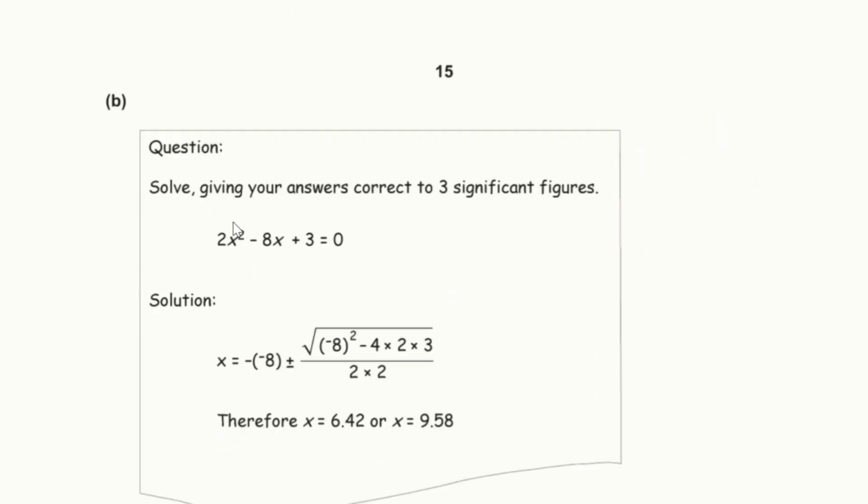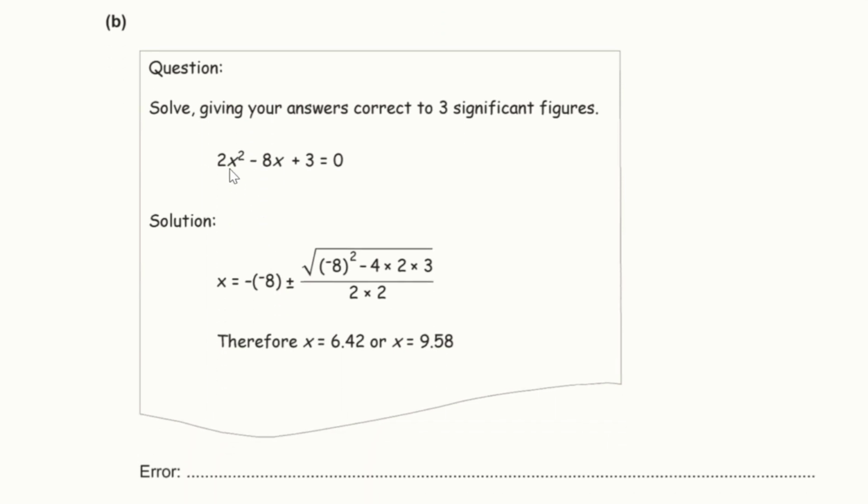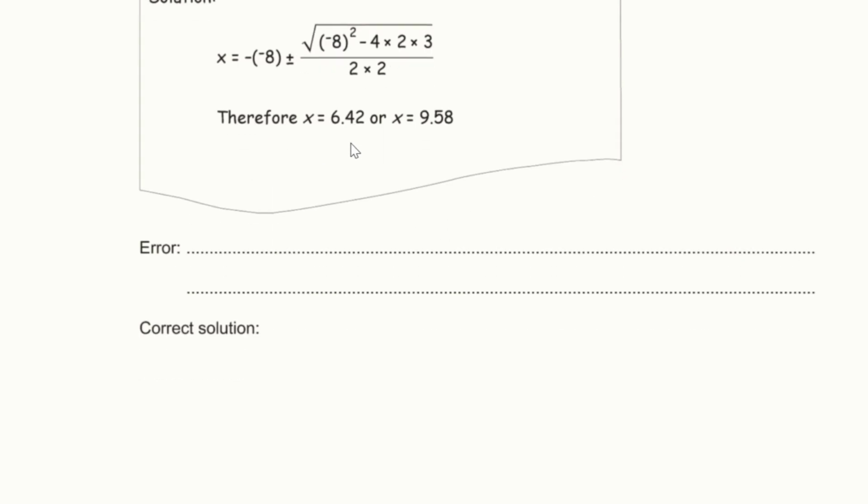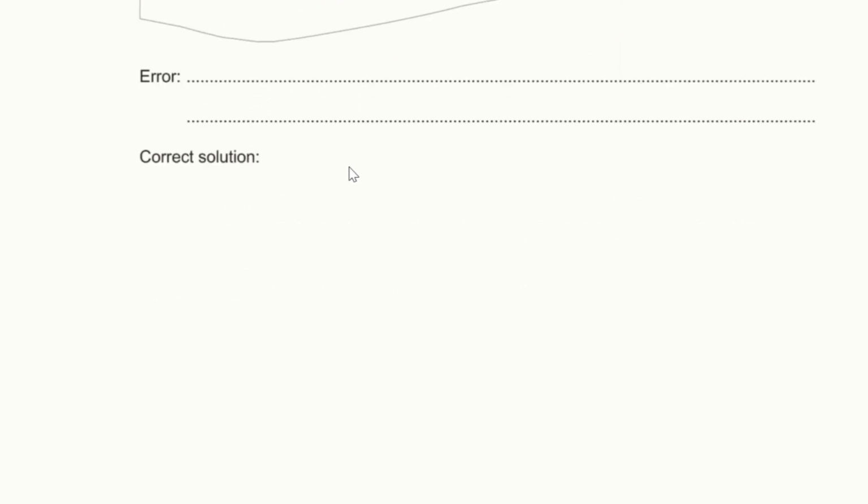Next, for part B, we have to solve the quadratic equation 2x squared minus 8x plus 3 equals 0 to three significant figures. Well, someone did this and I can straight away spot that this is incorrect. Let's work out the correct solution.